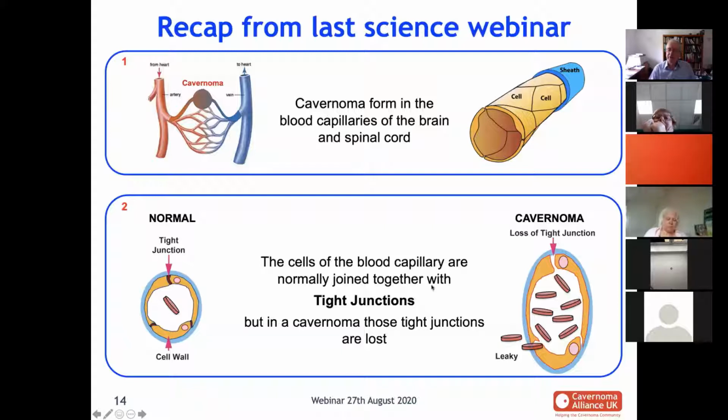But if you have a cavernoma, and if you're in the 0.1% or rather less of the population that has a cavernoma, you've lost those tight junctions, and the cell can become leaky and leak out red blood cells, and it can enlarge. And we'll be talking about the structure of a cavernoma more realistically in a different webinar. That isn't really the topic of this one.